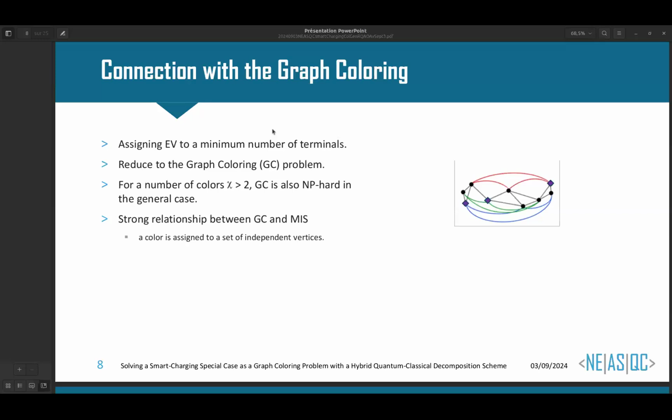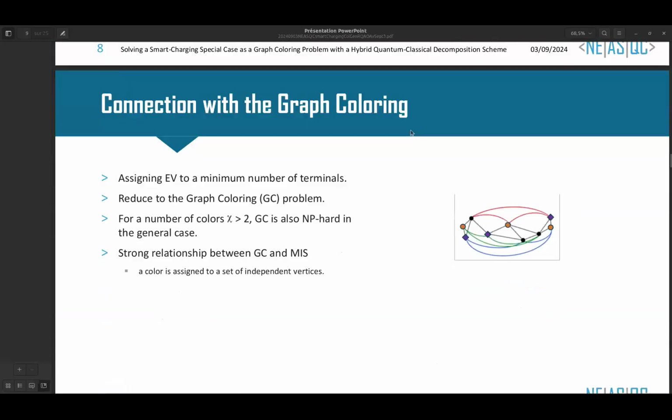Obviously, there is a strong relationship between the graph coloring problem and the maximum independent set, as a color is assigned to a set of independent vertices. So in violet, we have one maximum independent set in this graph. Basically, there would be one vertex per group, so per color here. And also, the vertices in the maximum independent set could not belong to the same edge.